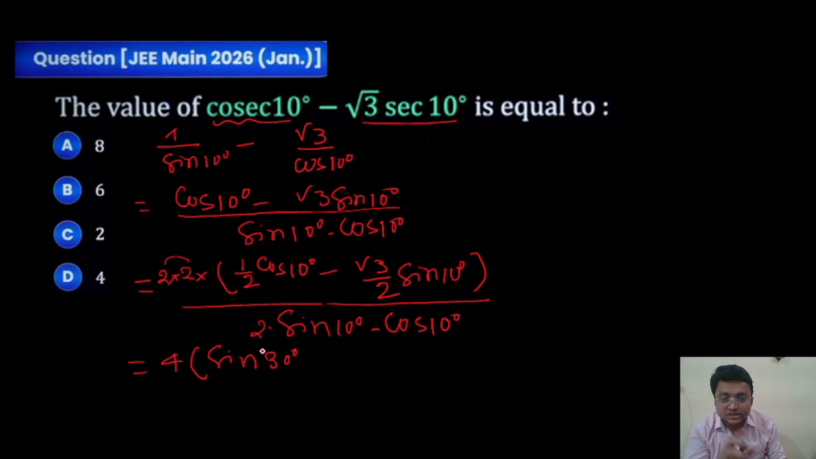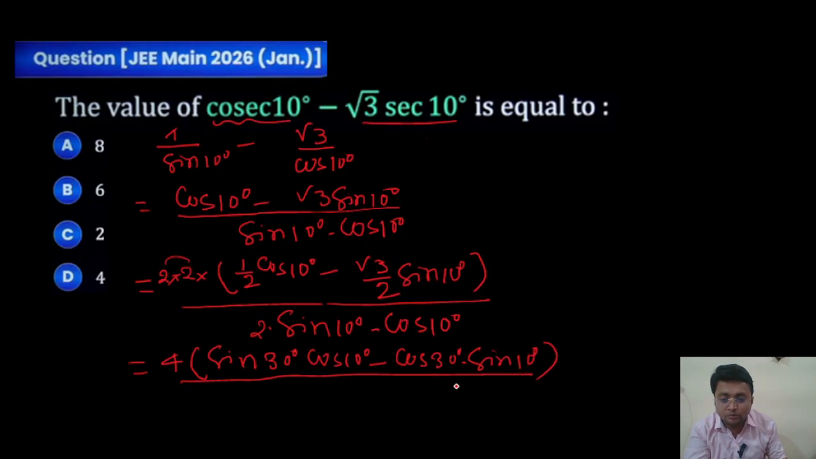Sine 30 degree, because sine 30 is half, and here it is cos 10 degree minus, and root 3 by 2 we can write as cos 30 degree, okay? And sine 10 degree, clear? And divided by 2 sine 10 degree into cos 10 degree, and you know the formula. What is the formula? Sine 2a is equal to 2 sine a into cos a.